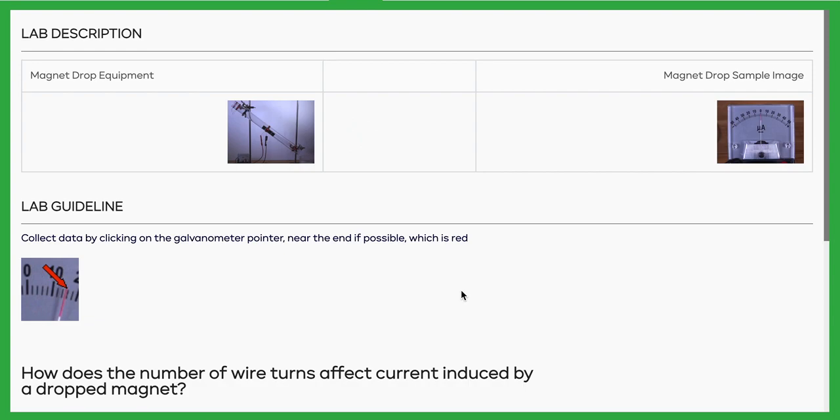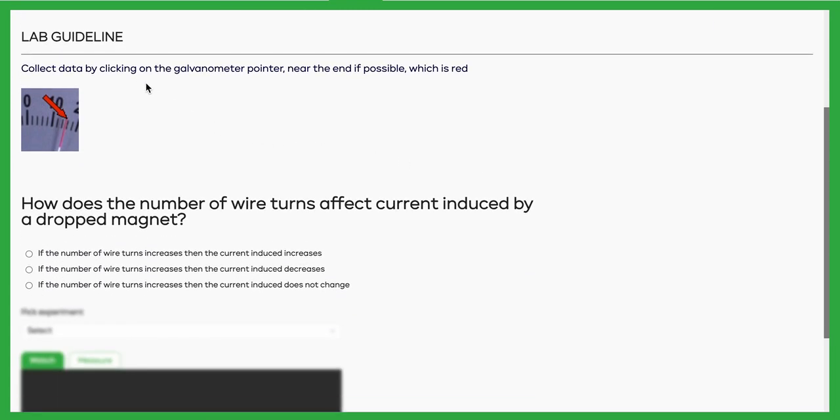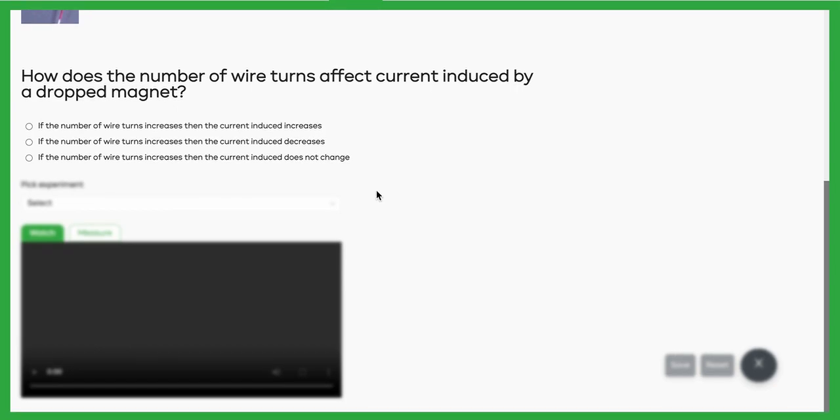This is a very interesting lab, really the simplest version of electromagnetism, inducing current in a wire by moving a magnet. You can see at the top of the screen here the setup of the equipment, what the meter looks like, and we're going to collect data by clicking on that red tip of the pointer in the meter. So that should be pretty easy to see. Let's go ahead and do it.